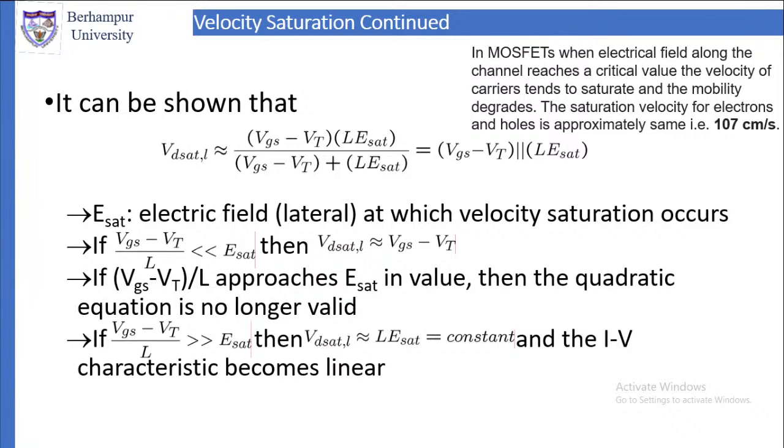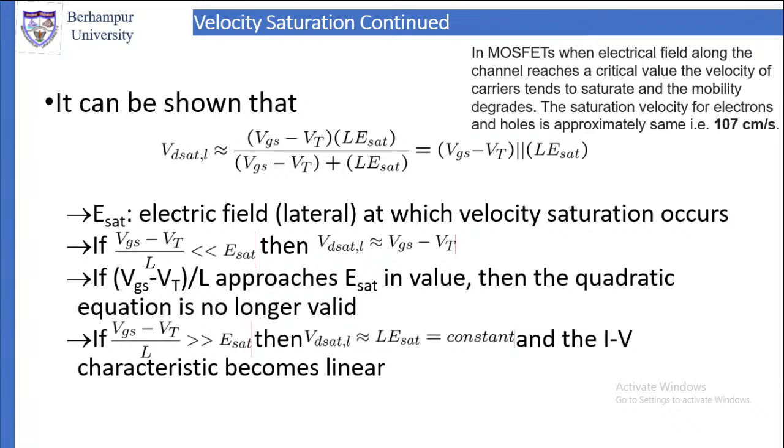So now you can show this relation. You can find an expression for VD sat, the saturation velocity voltage, which is approximately equal to (VGS minus VT) times LE sat divided by (VGS minus VT plus LE sat), where L is the channel length and E sat is the lateral electric field along the channel, the lateral electric field at which the saturation velocity occurs.